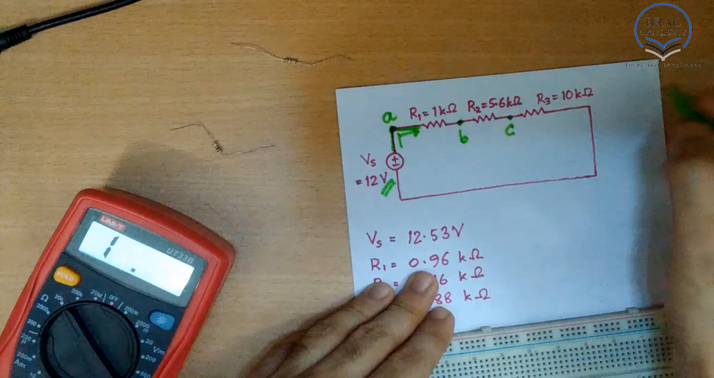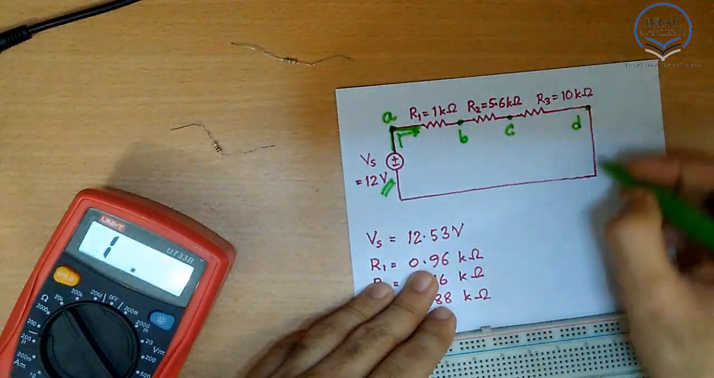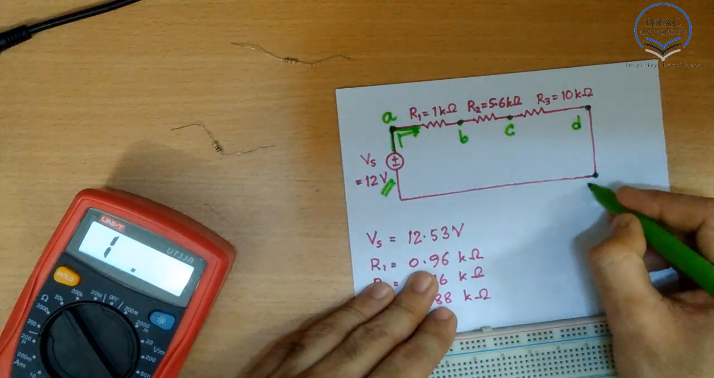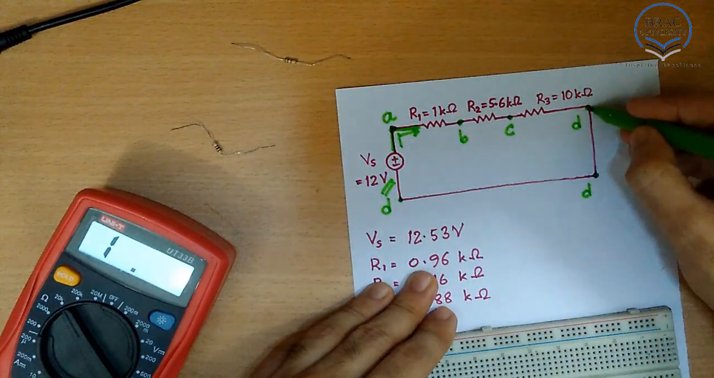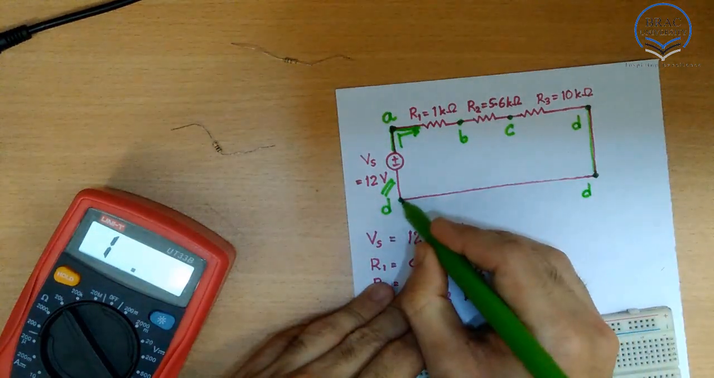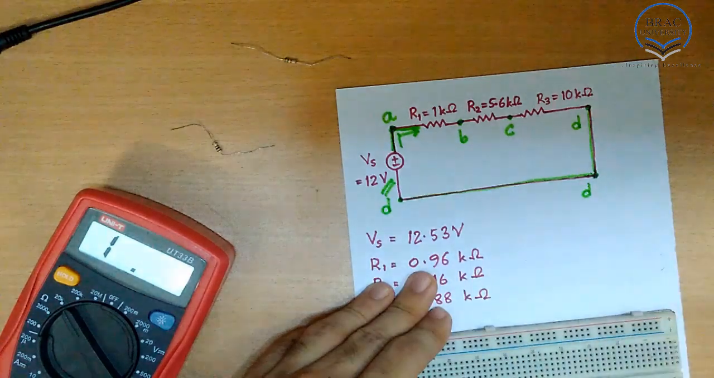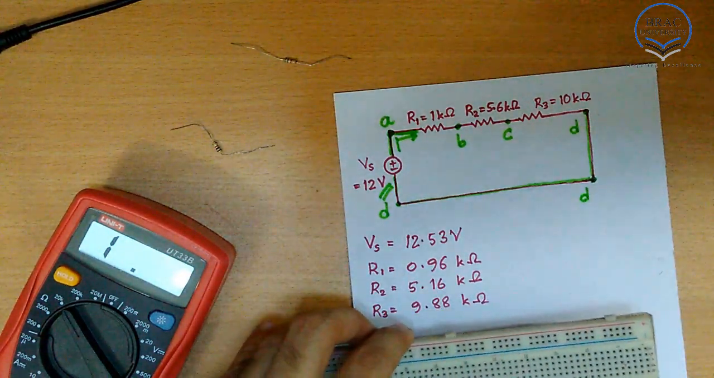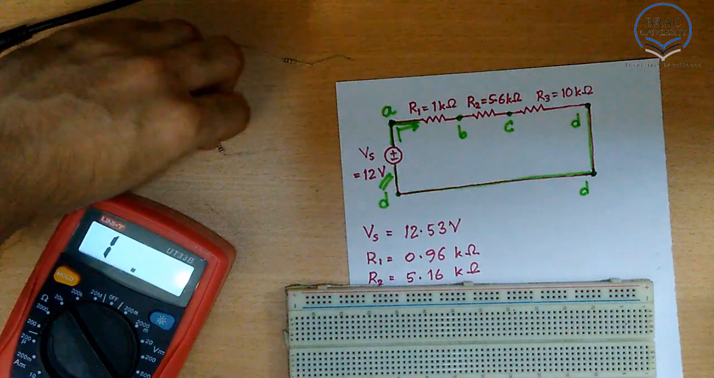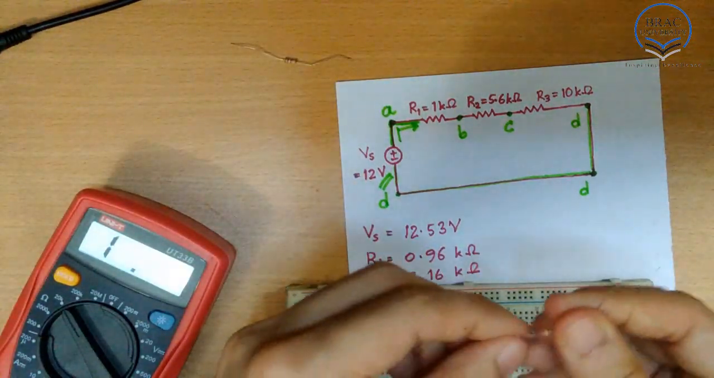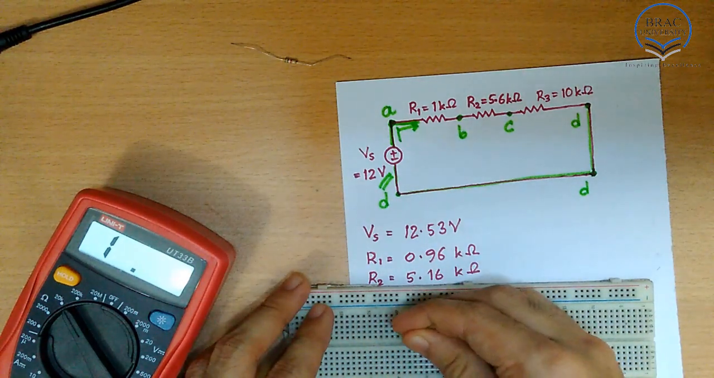This is point C, and let's mark this point D. And these whole lines are point D because there are no components here. This is just a wire, and this is just a wire as well. So all these points are D. So now we are going to put our first resistance here. This is the 1 kilo ohm resistance, and we are going to put it in the breadboard.